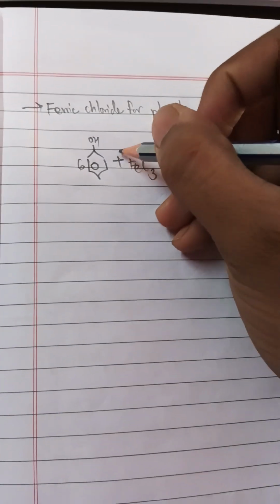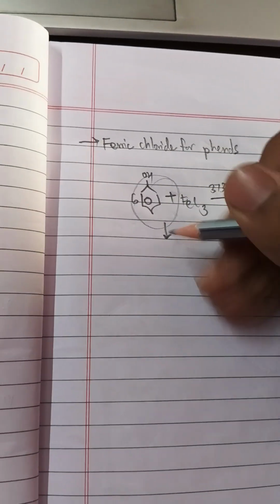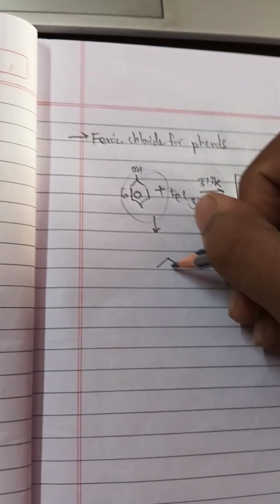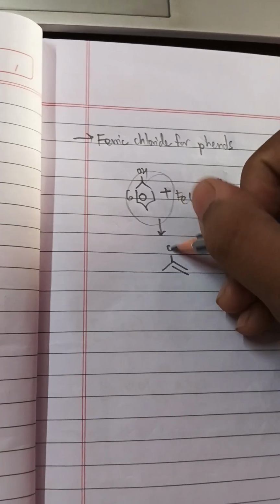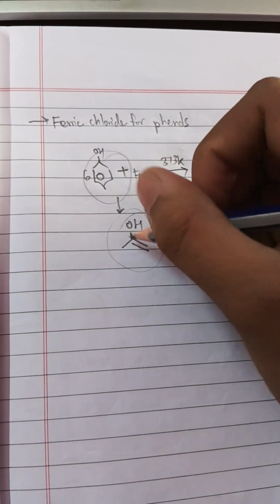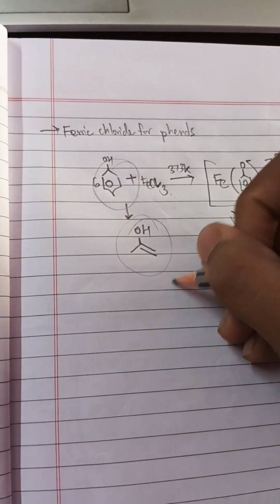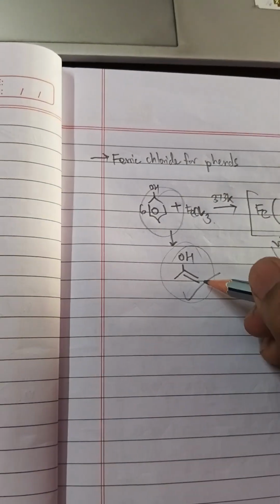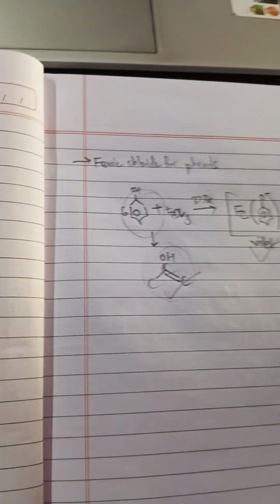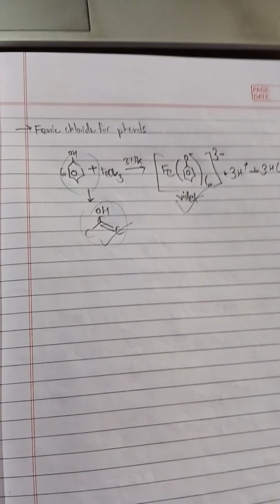What is the enolic group? From here we can say that this is the enolic group. You need this one to react with this. Fine. This is the ferric chloride test for the alcohol and phenol chapter.